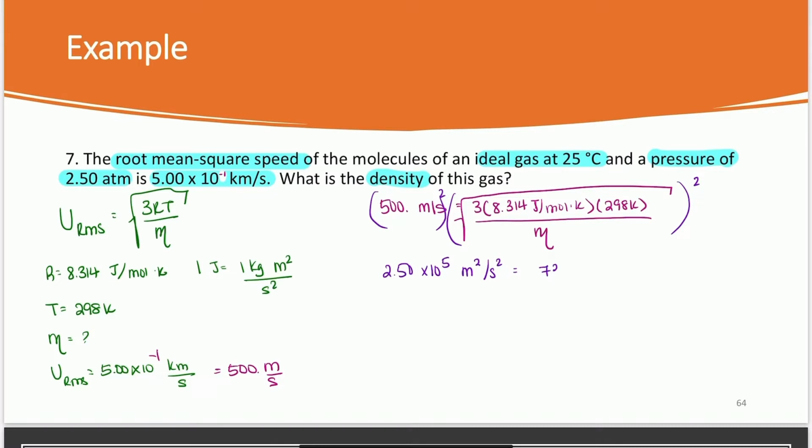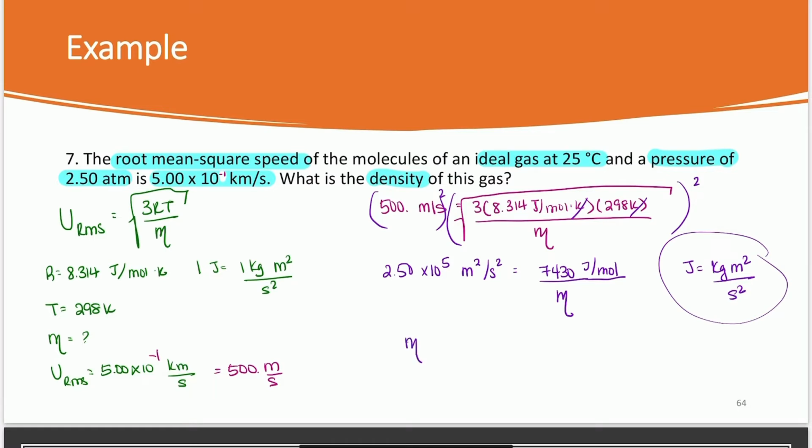This will be equal to 7,430 divided by molar mass here. Kelvins have canceled. This gives me joules per mole on this side. For units here, this gets a little confusing. Remember, joules is kilogram meters squared per second squared. So I'm going to keep that in mind in just a sec, okay?